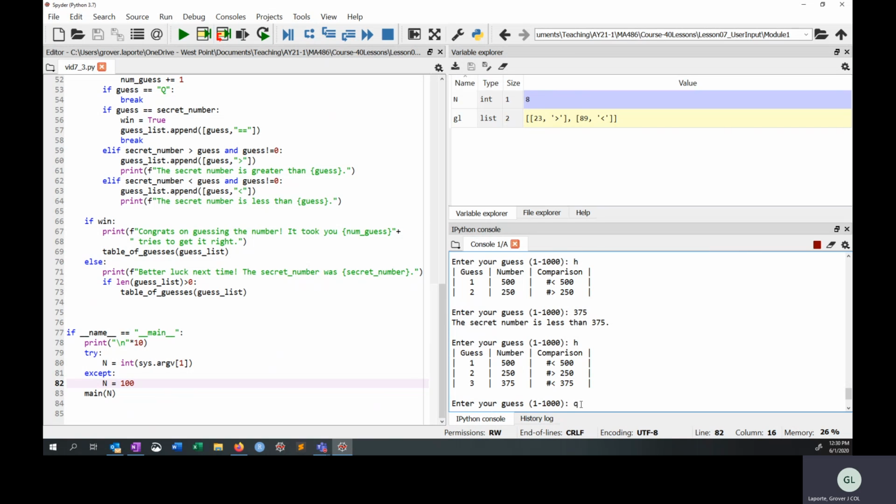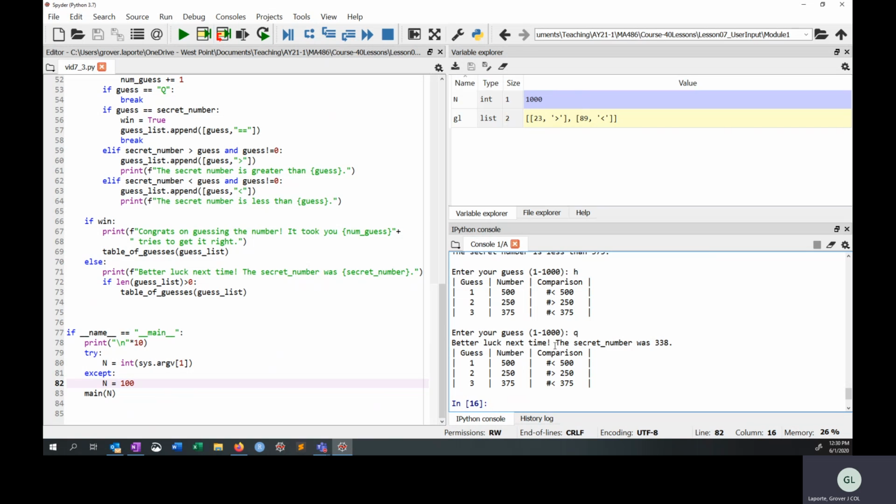And you can see if you press quit. Better luck next time. The secret number is 338. So how close were we? Oh, we were relatively close. But all I wanted to do is show you how to run it from the command line.